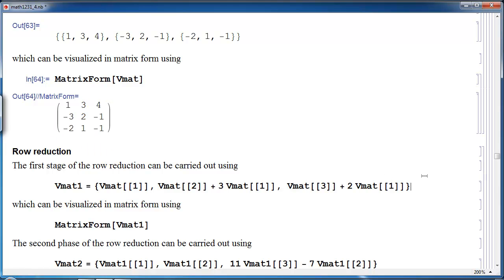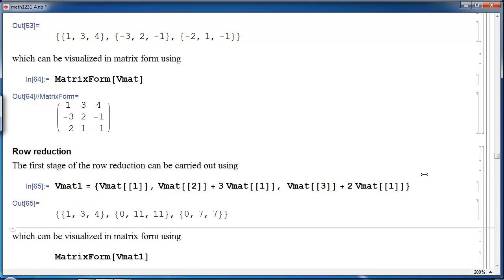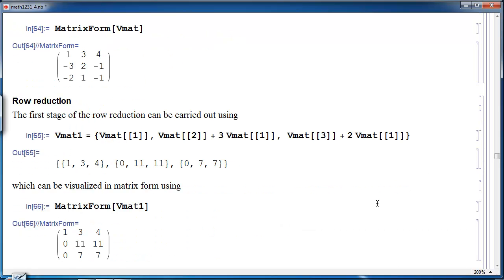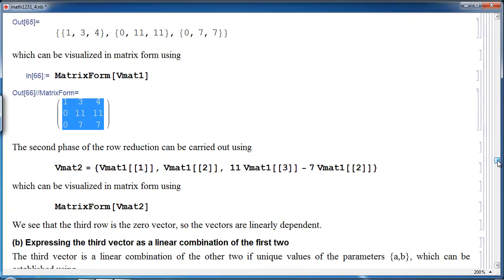So let's do the first step of the row reduction. We add 3 times the first row to the second and twice the first row to the third. So we can do that using this and check that everything's as it should be using this, and we can see that the subdiagonal elements in the first column are now 0.